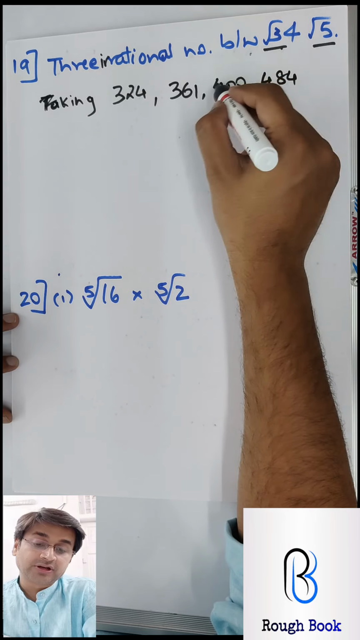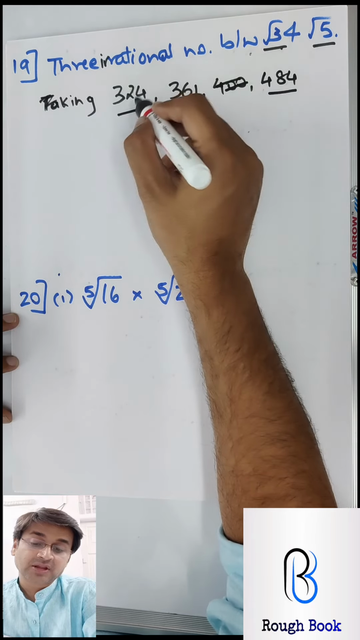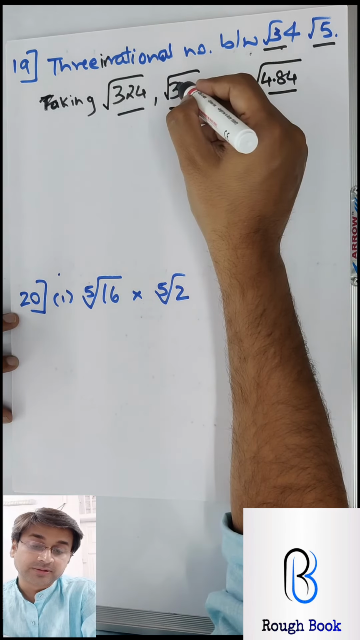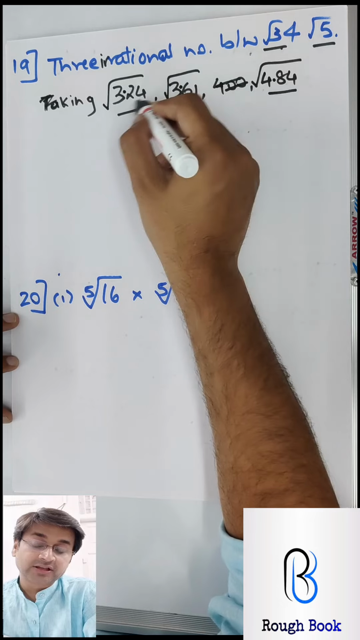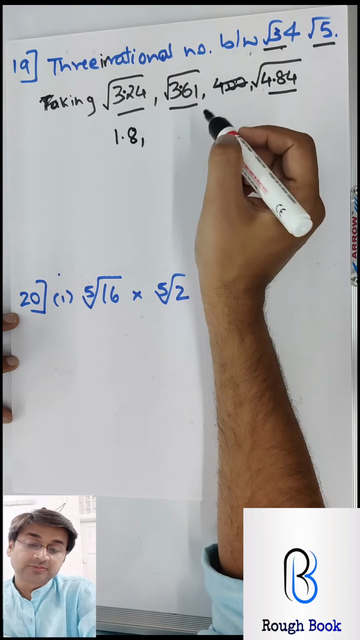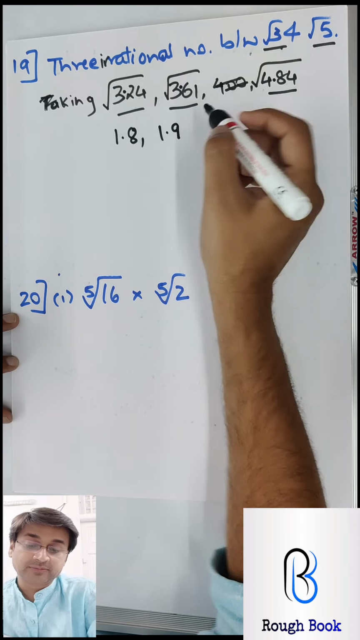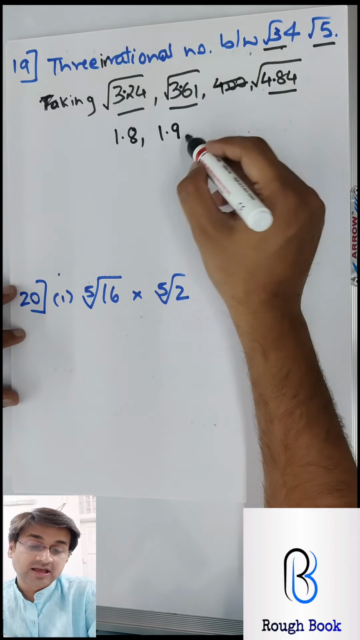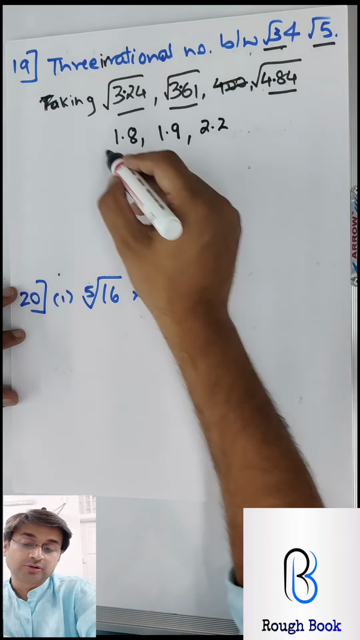Correct? So I am not taking this one. Let's take these 3 and then put a root under it and put a decimal over there. So when you take the root of this, it will be called as 1.8. This will be called as 1.9. Let me check. 81, 8, 9, 18 plus 8, 26. Correct. And this will be called as 2.2.